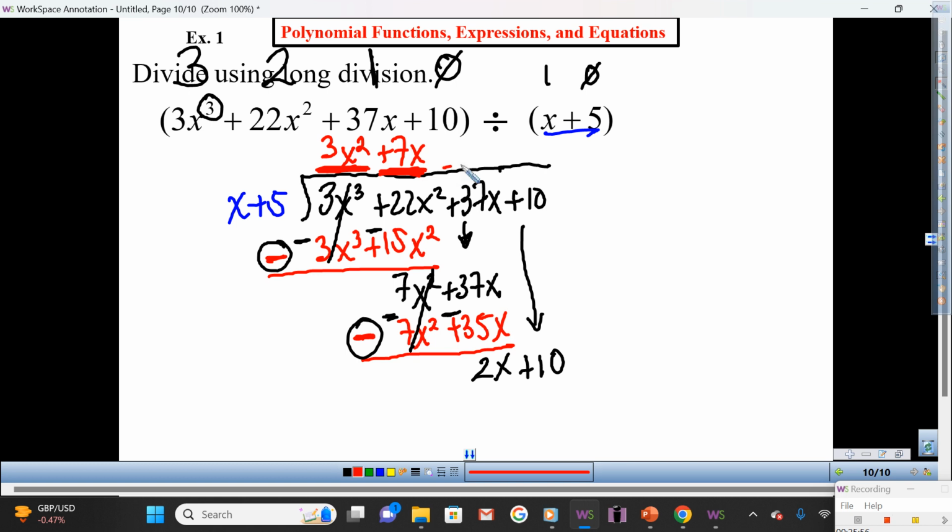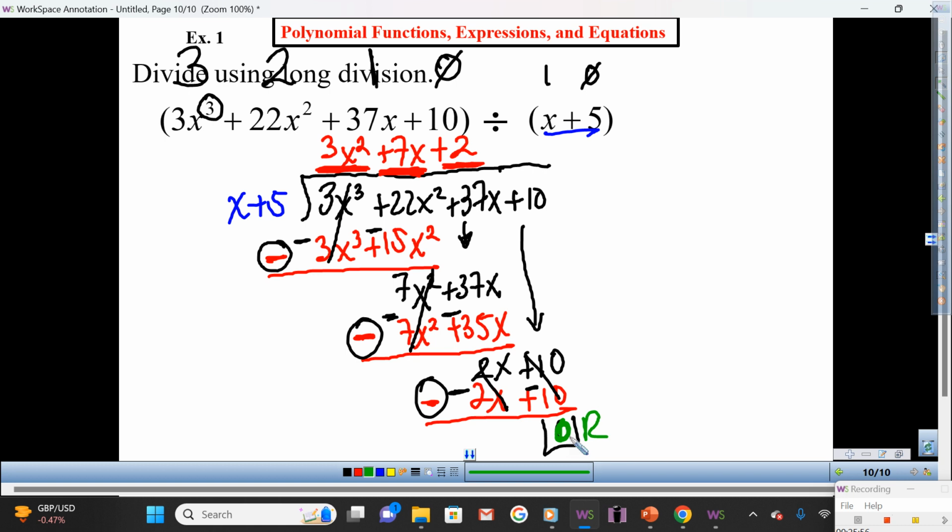Go to the top. Ask the question, what number times x gives us 2x? Positive 2. So put positive 2. So let's multiply. What is 2 times x? 2x. What is 2 times 5? Positive 10. We're going to subtract, which means what? I circle it, distribute the negative here and here. Therefore, what is 2x minus 2x? 0. What is 10 minus 10? So that means we have 0, and I'm going to put that in green, 0 remaining.